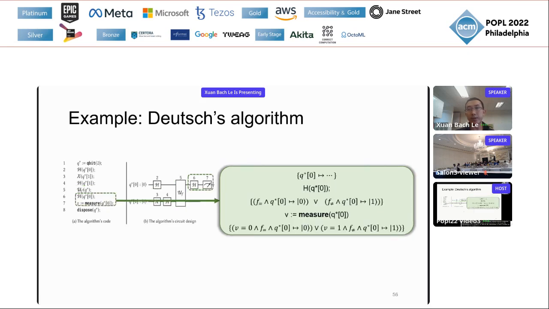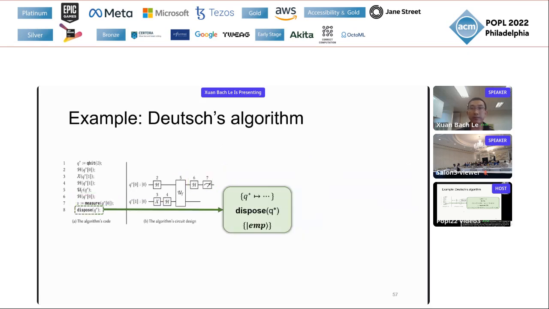This allows us to apply local reasoning for Q0 after that. After applying the Hadamard gate, the state of Q0 becomes 0 if f is constant and 1 if f is balanced. Accordingly, by measuring Q0, we are able to determine the type of f. And finally, we combine the states of Q0 and Q1 and apply the deallocation rule to obtain the empty heap M.